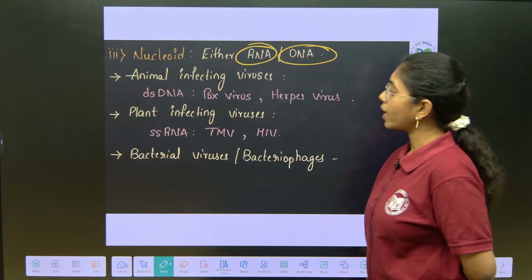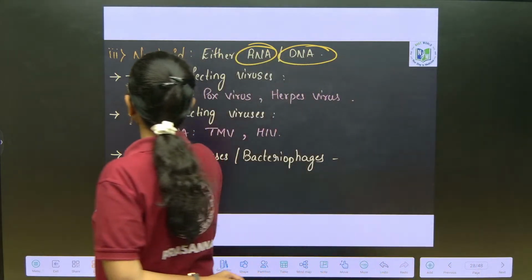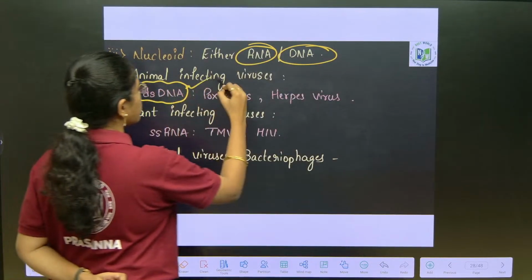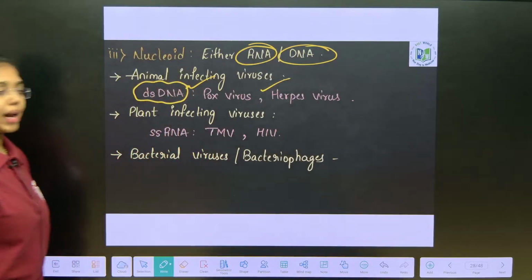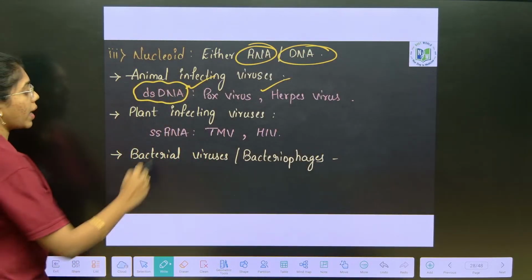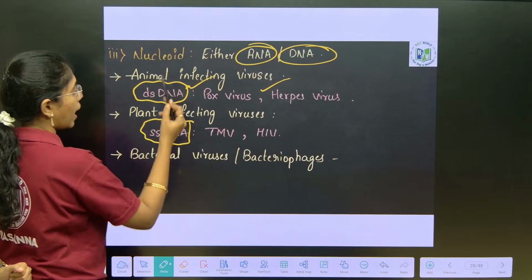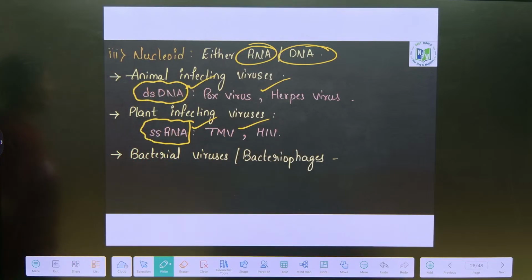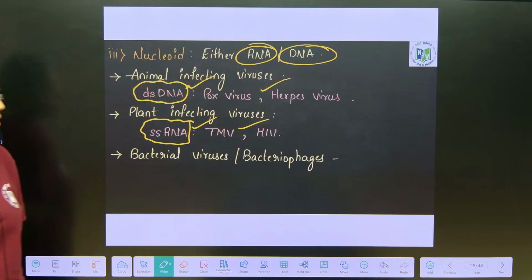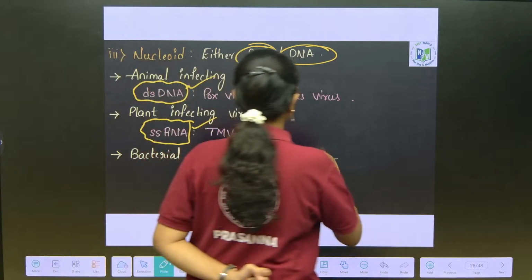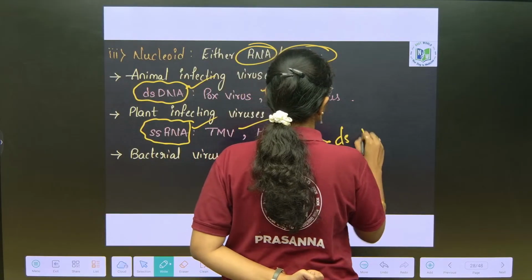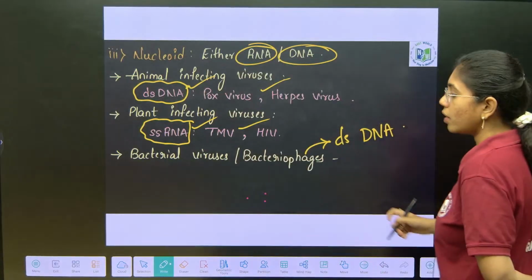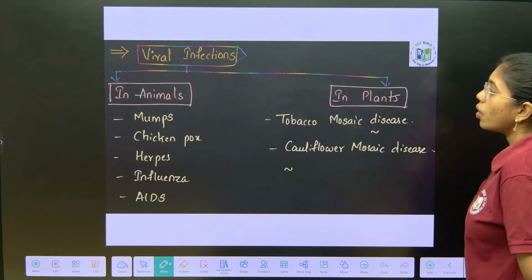Animal infecting viruses have double stranded DNA. Examples include pox virus and herpes virus. Plant infecting viruses have single stranded RNA. Examples include TMV and HIV. Bacterial viruses, or bacteriophages, also have double stranded DNA. Till here it is clear? Next, viral infections.